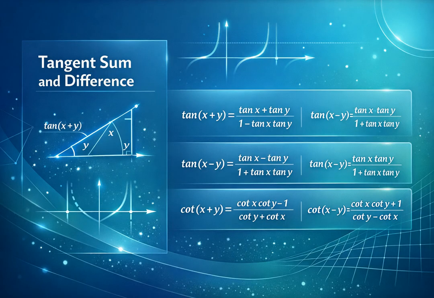Tangent sum and difference formulas are tan of x plus y equals tan x plus tan y, all divided by 1 minus tan x times tan y. Tan of x minus y equals tan x minus tan y divided by 1 plus tan x times tan y. Similar formulas exist for cotangent using the same pattern.